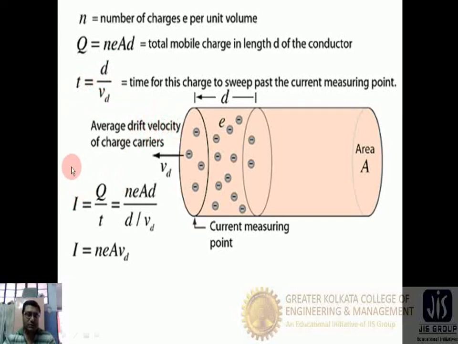So I is the current. This is the well-known formula where you can find the current. It is the rate of flow of charge per unit time. So Q by T is I. We just put in the values of Q and T, and by solving this equation we can get the drift current, which is N into e into A into Vd. Vd is the average velocity. In this way we can find the drift current.